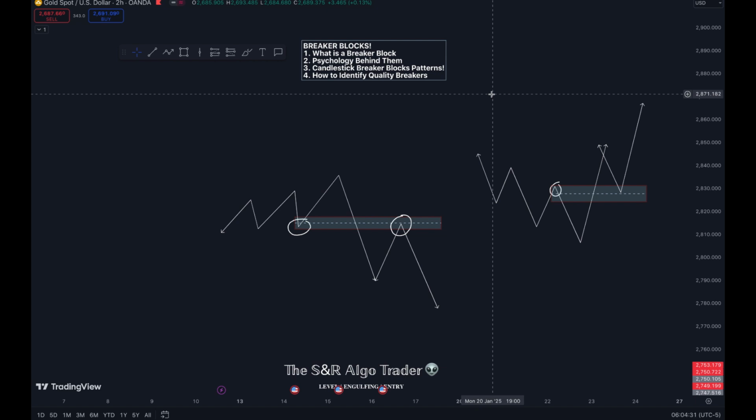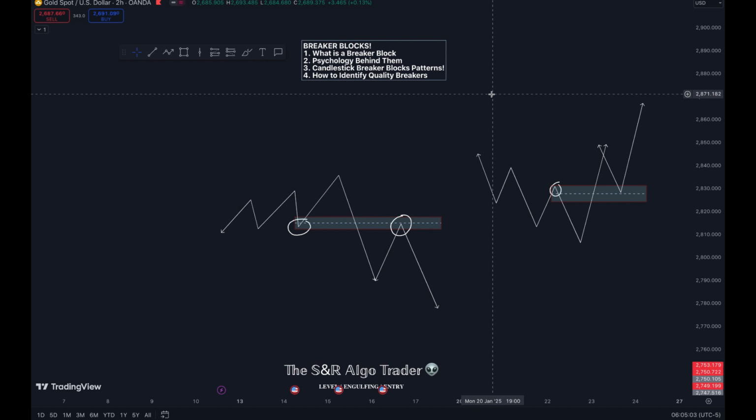Breaker blocks are also caused when price taps into a higher time frame key level. Let's say you trade on a 4-hour time frame, but price has tapped into a monthly resistance level. That resistance level on the monthly time frame will push price to create a breaker block, because higher time frame key levels are the best and they mostly get respected.